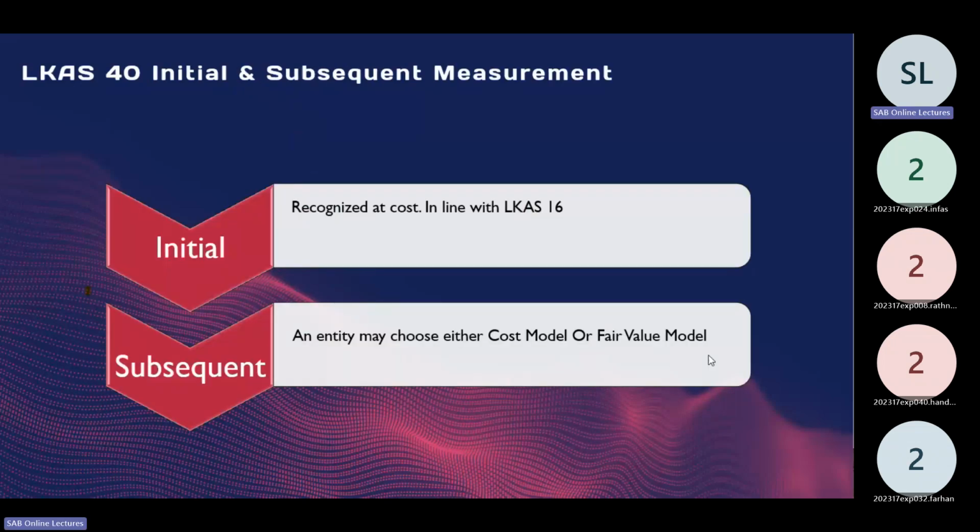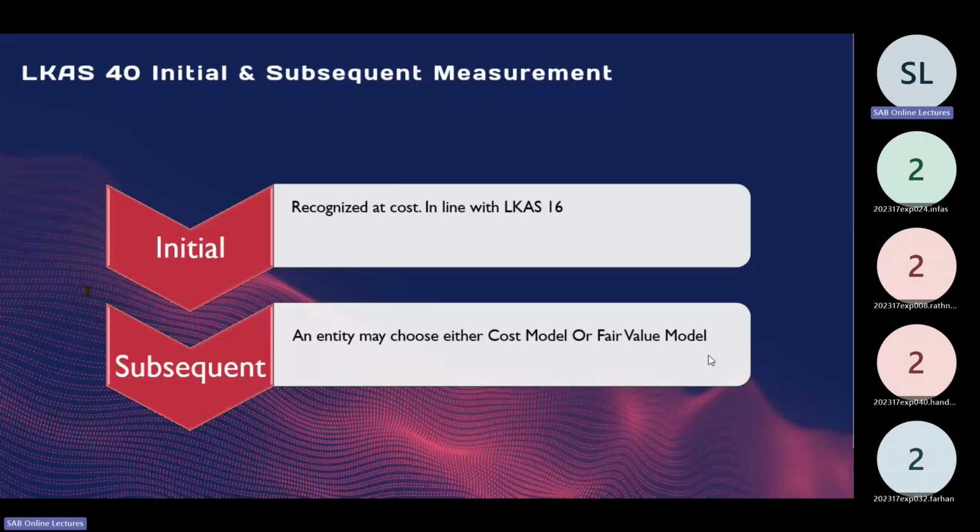There are two measurements of investment property: initial measurement and subsequent measurement. Understanding these measurements, you can make better decisions in financial reporting.